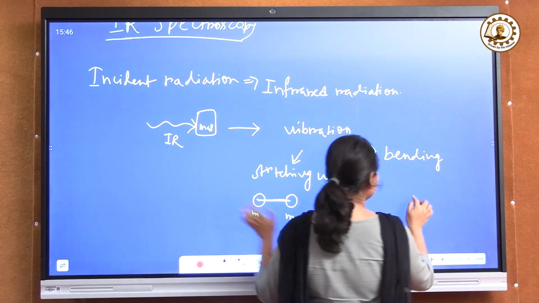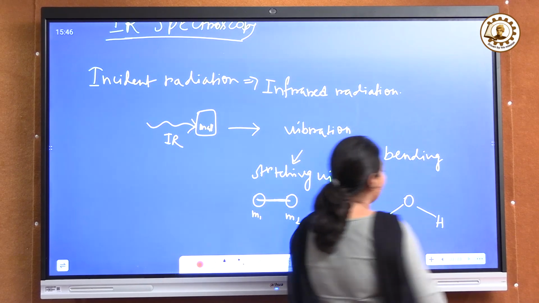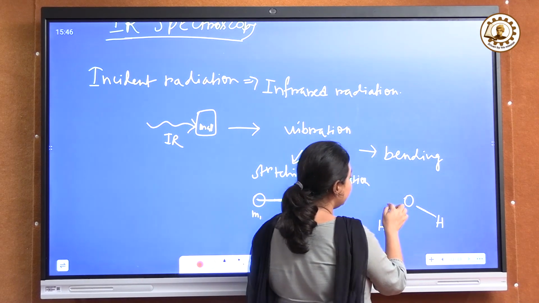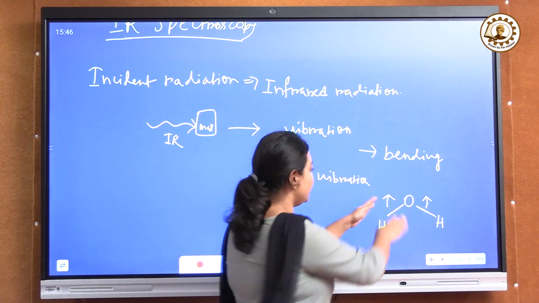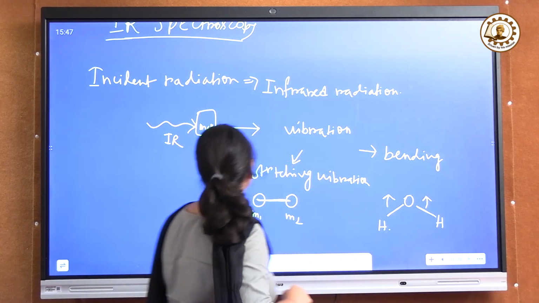In bending, what happens? Let's say this is a water molecule. So these two bonds will be bending like this. Okay. So these two bonds will be like this. So this is bending vibration.